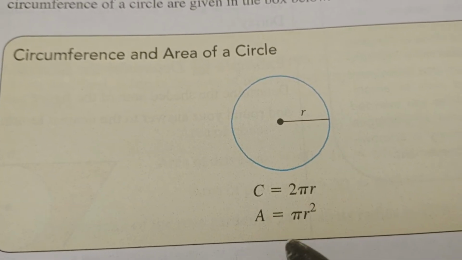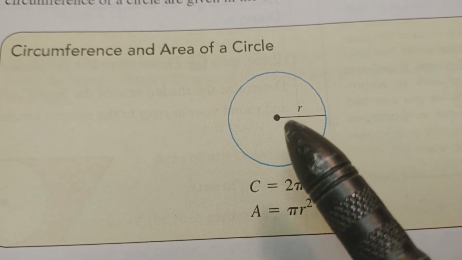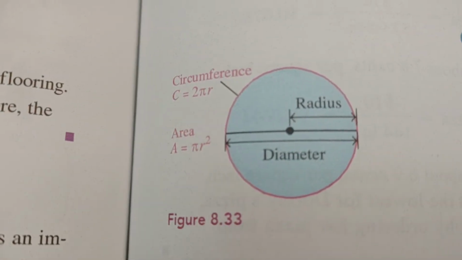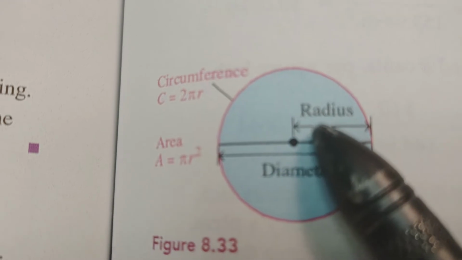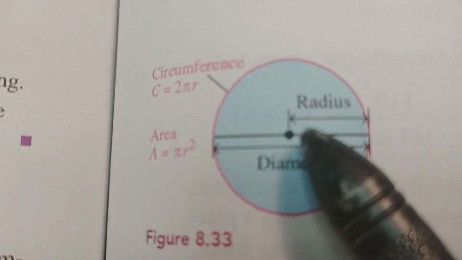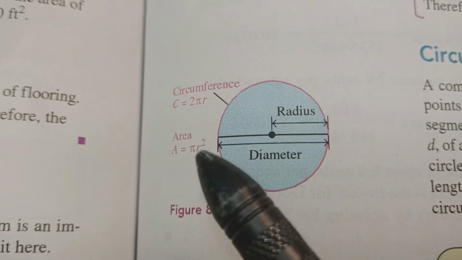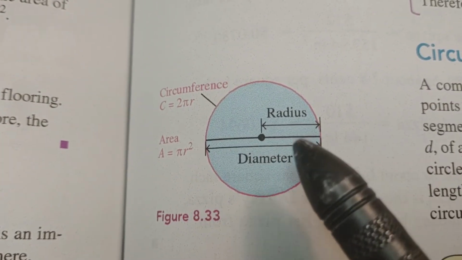Area of a circle is pi r squared, so it's the radius squared. And make sure you understand that r represents radius. It's half the distance from the center to the outside edge. Diameter is the distance across the circle going through the center only.